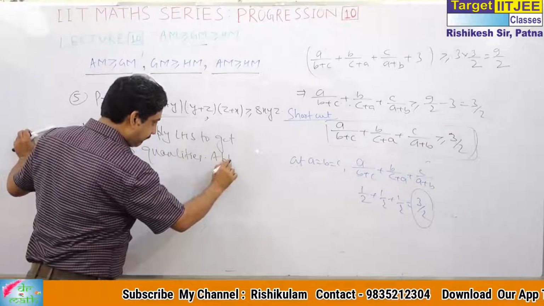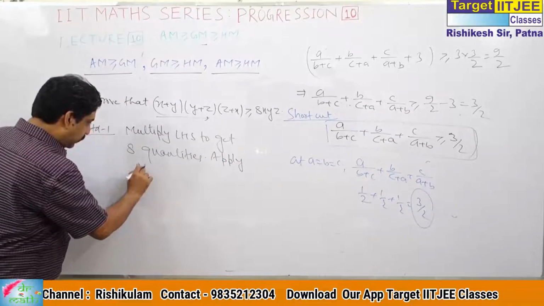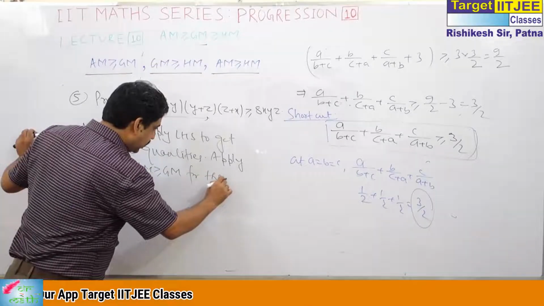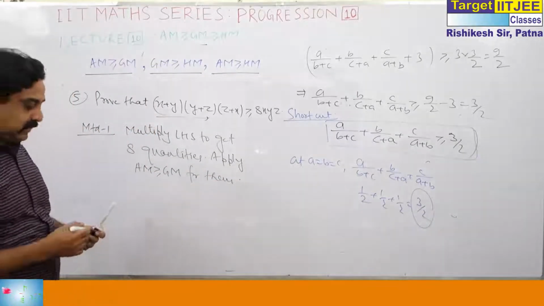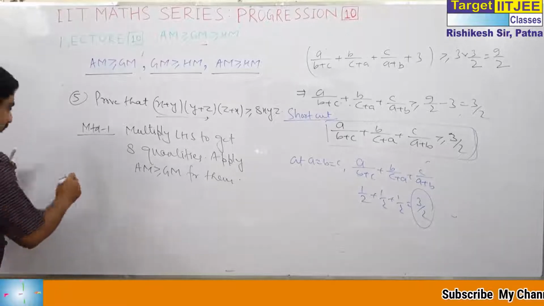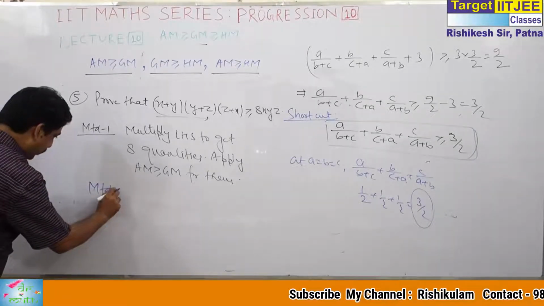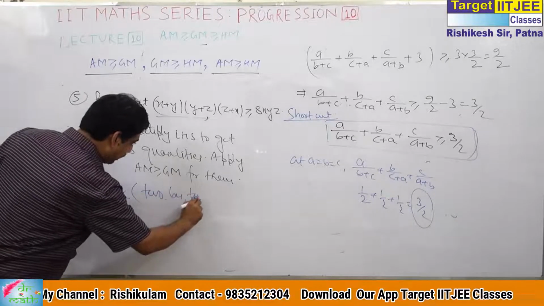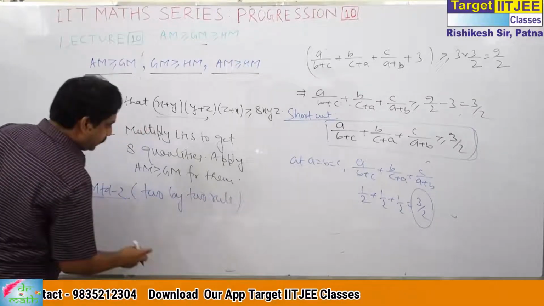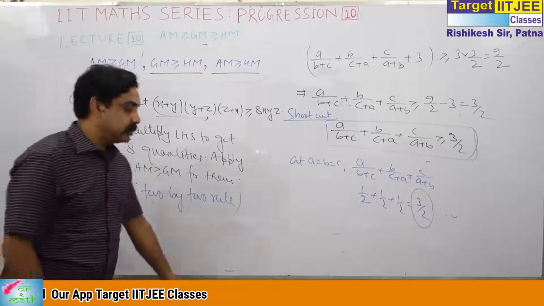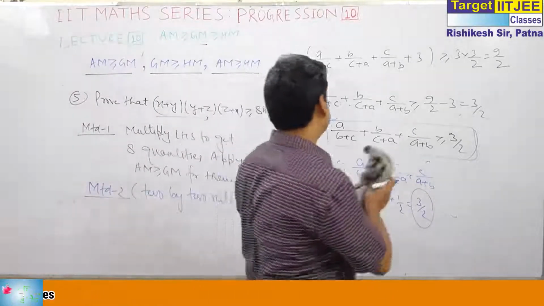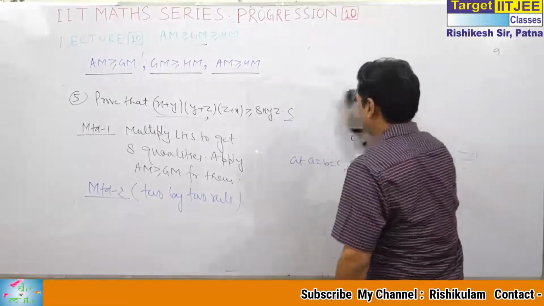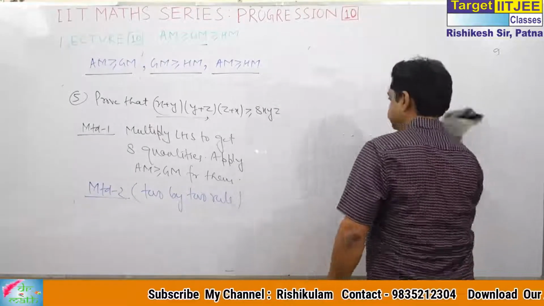Apply AM greater than or equal to GM for them, and you will get the result. You can get this easily. But I just want to deal with the second method. Sometimes it is called the 2 by 2 rule, and in this way you can also do the question. The first method is easy for you and you can do it.